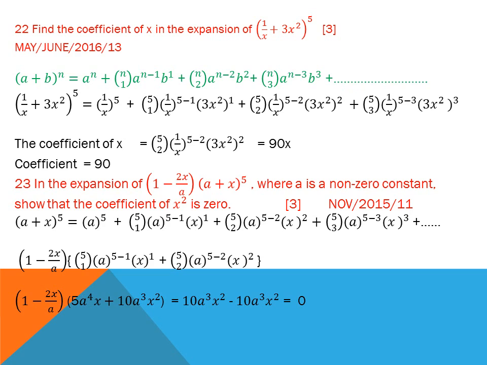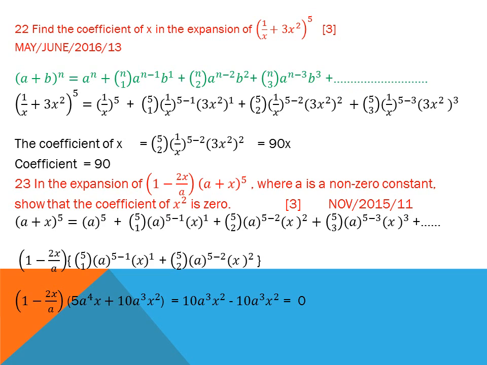In question number 23, in the expansion of this and this, where a is a non-zero constant, show that the coefficient of x square is 0. It means we need terms including x square. We need two terms in a plus x, the term including x and the term including x square. In the first term a power 5, in the second term variable x, and in the third term variable x square. So we only need term number 2 and term number 3 here.